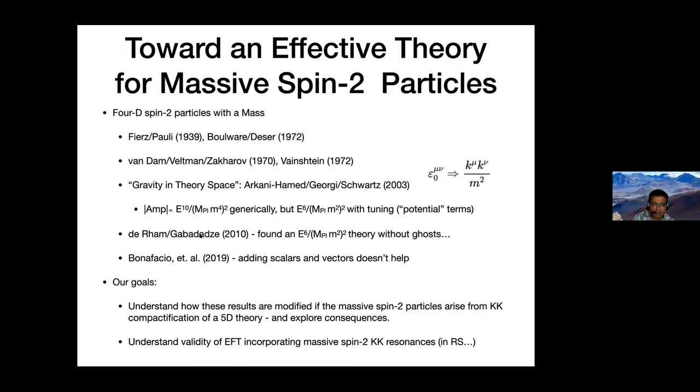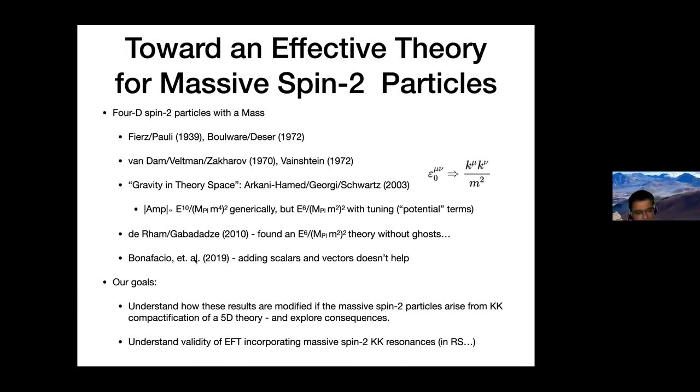So they found a systematic way of writing down, at least at the classical level, higher and higher order terms that don't have the Ostrogradsky instability. But it turns out that beyond the quartic order, it doesn't help. And they argued that those scattering amplitudes should grow only like energy to the 6th. I don't think they explicitly verified it.